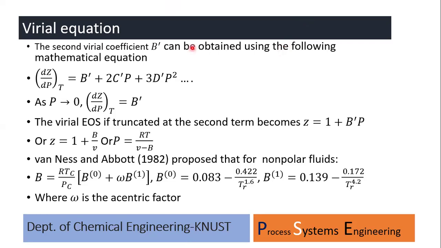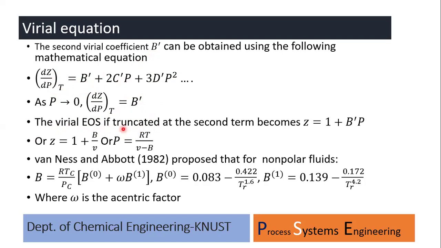Start from as p approaches zero. Okay. So what we are saying is that when we differentiate, we have this expression. When p is approaching zero, this whole term here, the 2c prime p, becomes zero. If p is going to zero, the 3d prime p squared will also go to zero, because imagine I'm just putting zero here. The whole expression goes to zero. So when p is approaching zero, this whole term, the dz dp at constant temperature, is just left with the b prime because all the other terms go to zero. So we can use that to determine the value of the b prime, right?